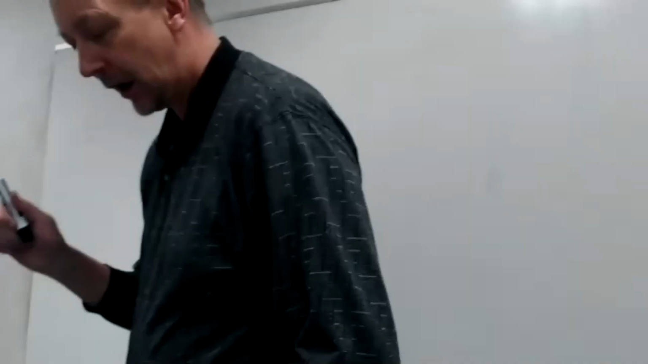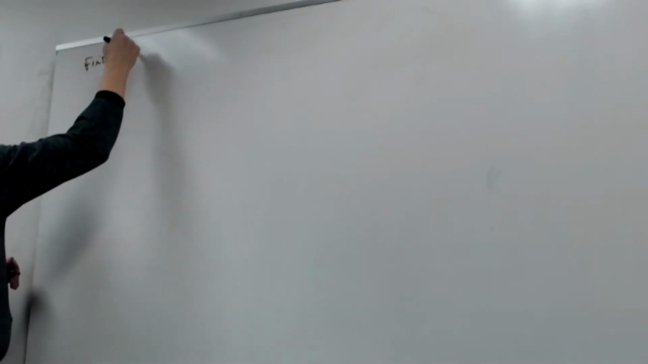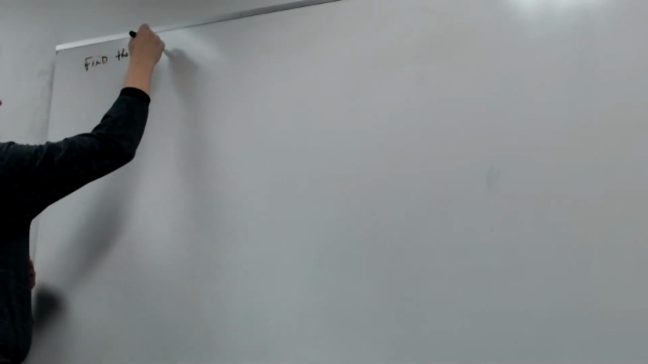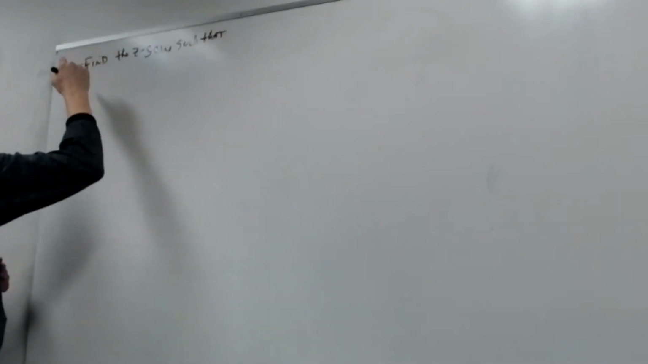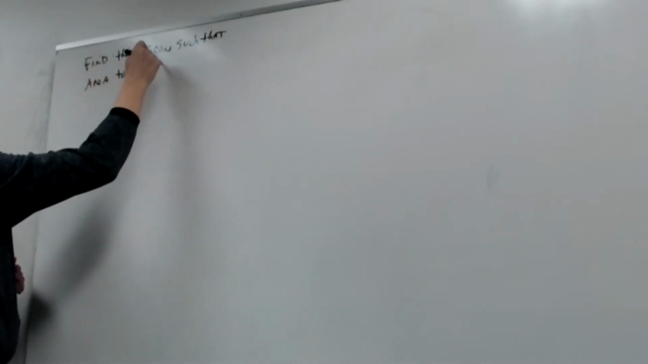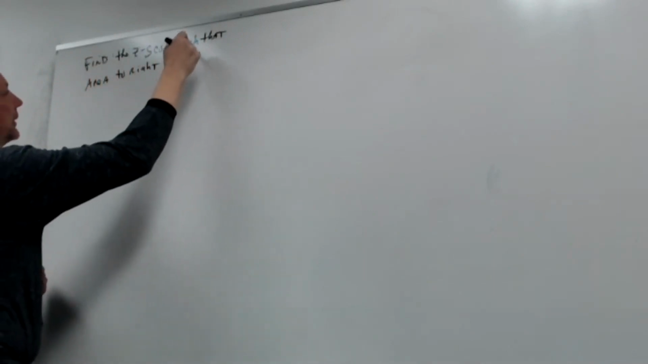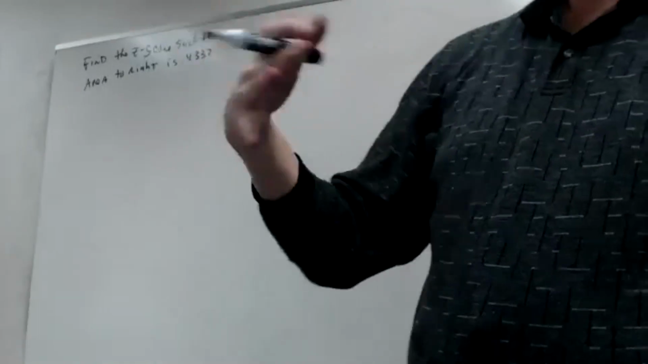So, all right. Now, here's a question. Find the z-score such that the area to the right is 0.4332. Basically, we're going to continue, so we're going to cover 7.2 today. It really flows together with 7.1 really well.